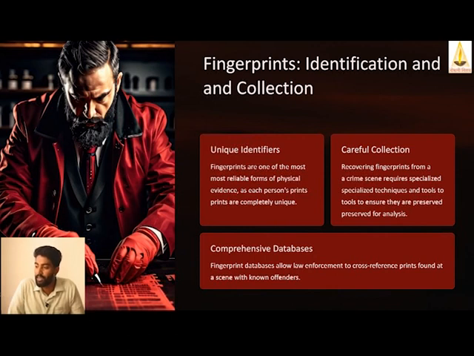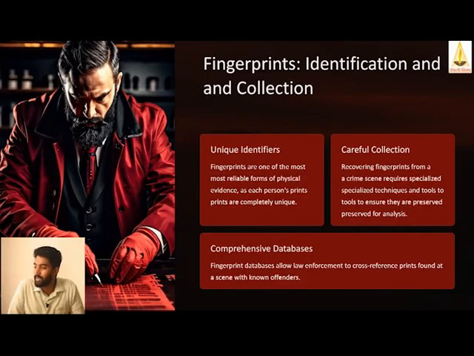Fingerprints are unique identifiers. Fingerprints are one of the most reliable forms of physical evidence because of the property that fingerprints hold, mainly uniqueness. Each and every individual has a very different fingerprint pattern which can't be seen in any other individual. Even the same person won't have the same fingerprint pattern on their different fingers. Moreover, while collecting fingerprints, it is very necessary to follow certain procedures.